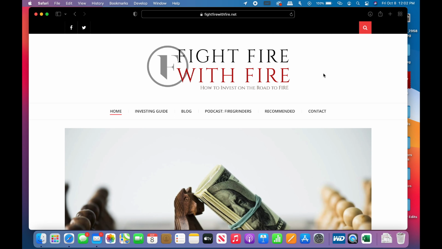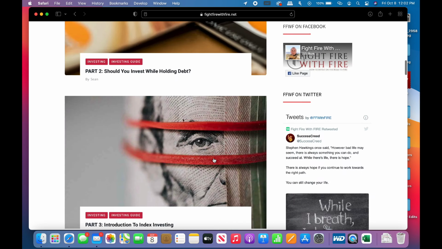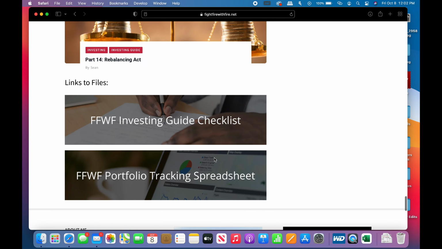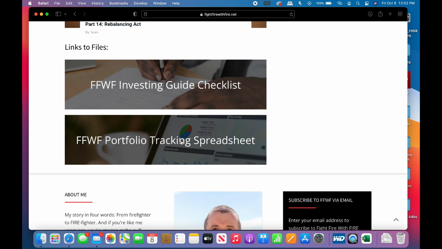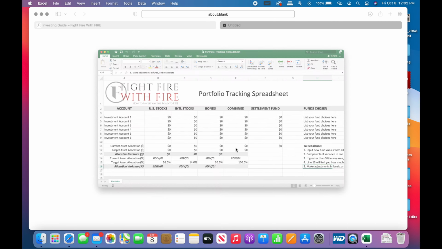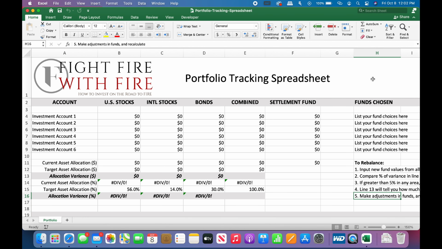Alright guys, once you're on the main website here, you can find the portfolio tracking spreadsheet by going to Investing Guide and then scrolling all the way down to the bottom. You are looking for this button, Portfolio Tracking Spreadsheet. Counterintuitive, I know. So you click on that, downloads to your computer, and then you can open it up. And this is the Portfolio Tracking Spreadsheet. So let's walk through a few sections here first.